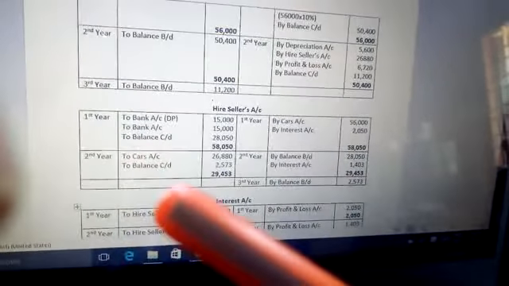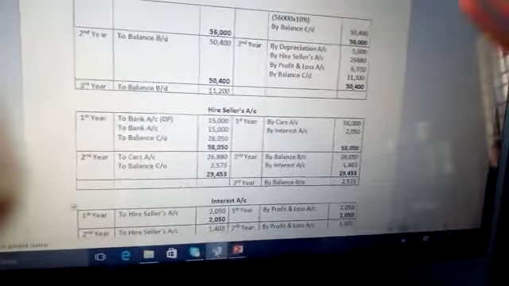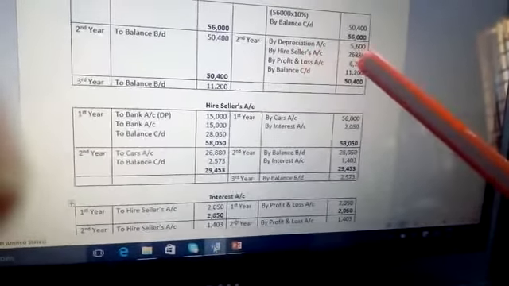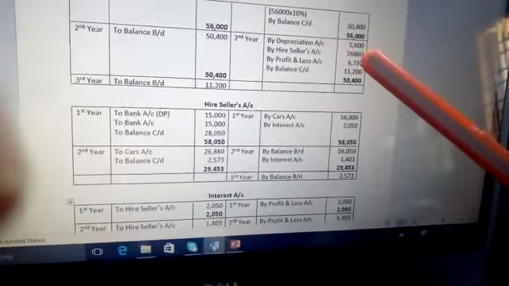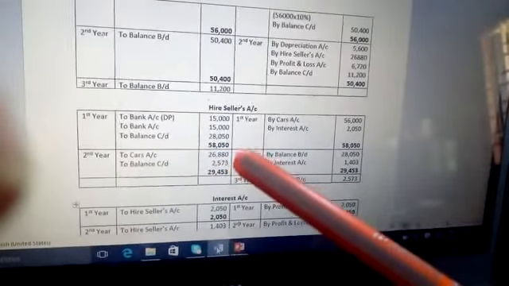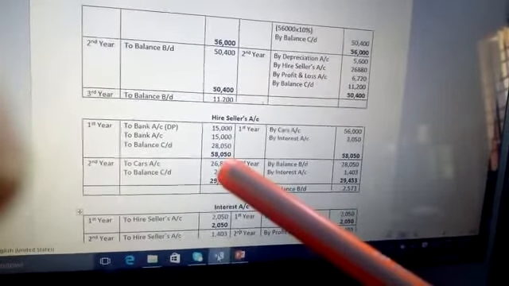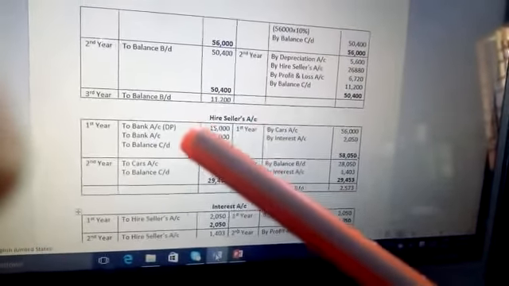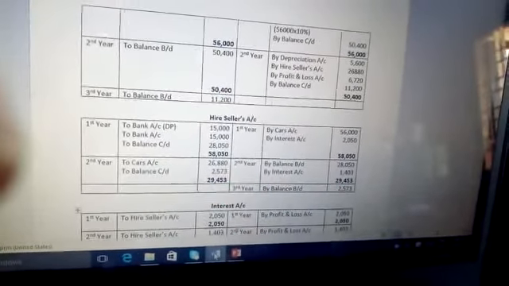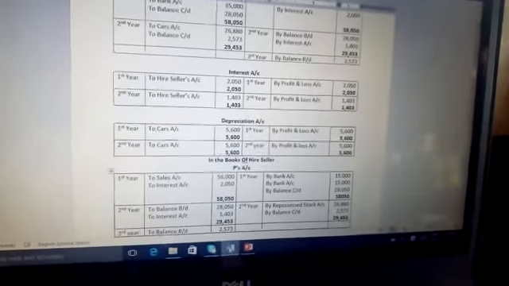In the second year, here the balance is to be transferred to car account. Here, hire seller's account, 26,880 to car's account. So the same entry is transferred here. This is the transfer entry: hire seller's account debtor to car's account. The remaining balance is shown as balance carried down. Then interest account and depreciation account, as usual. Here also we will prepare the account only for 2 years.